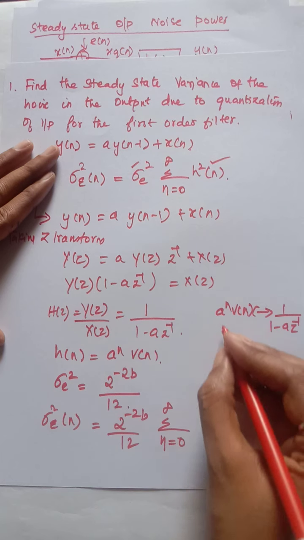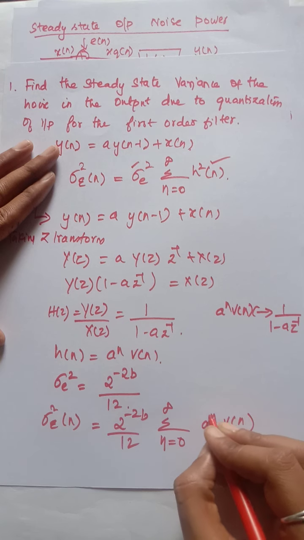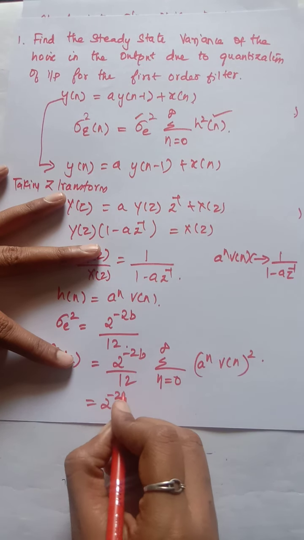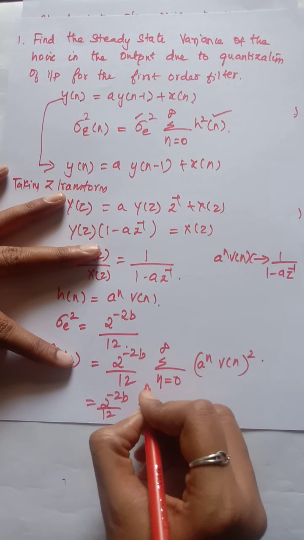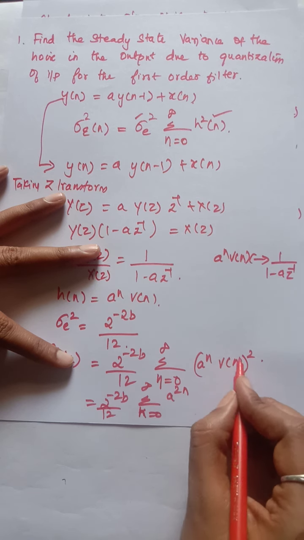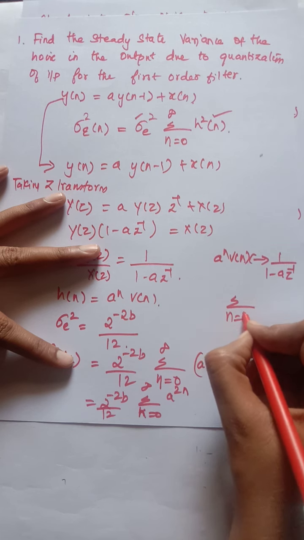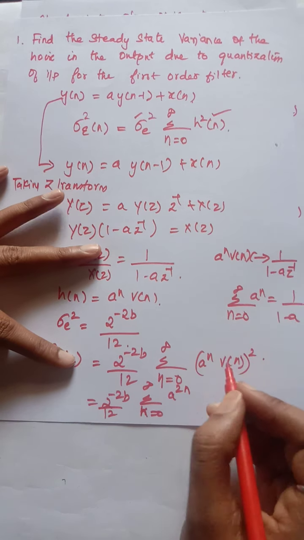What is h of n? h of n is a power n into u of n, the whole square. Here we have 2 power minus 2b by 12 times the summation n equal to 0 to infinity of a square to n. Here u of n is 1, right? So the summation n equal to 0 to infinity a power n, the formula is 1 by 1 minus a.